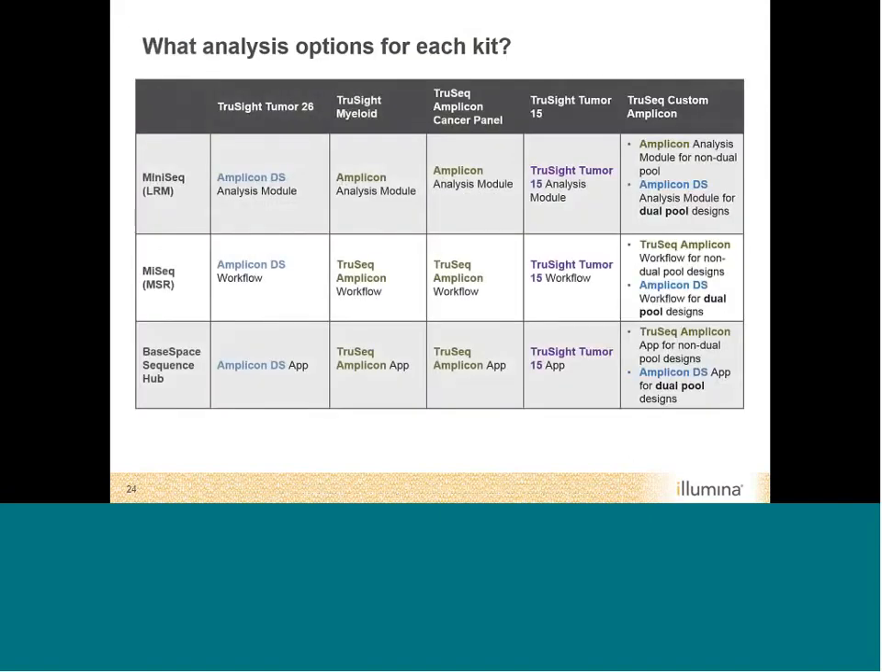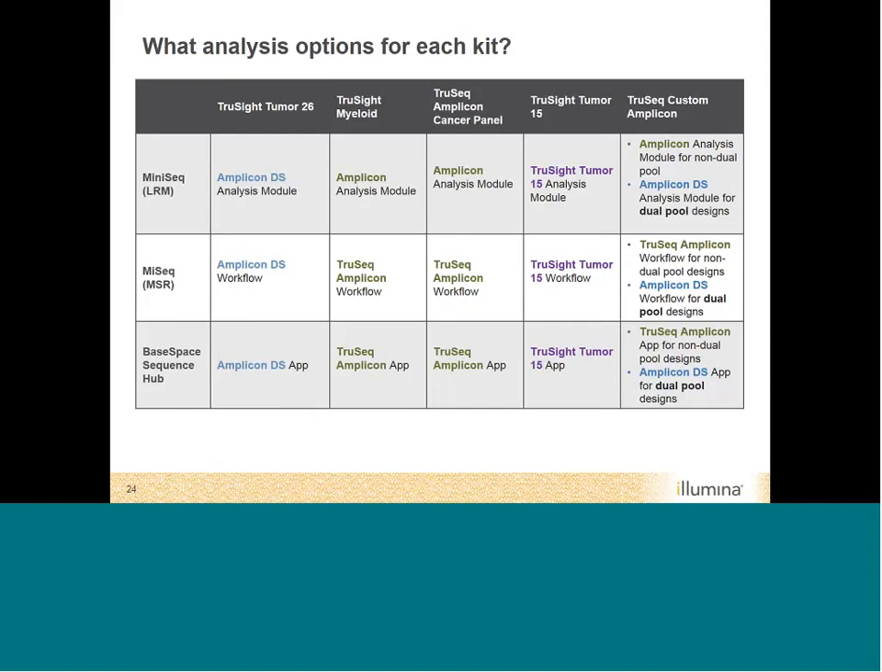This table summarizes the recommended analysis options for each of the amplicon kits. You'll see I'm listing it out here for LRM, for MSR, and for BaseSpace. These are all very similar apps, depending on where you are. If you're on the MiSeq or the MiniSeq, they all have similar names. But keep in mind that these are separate analysis solutions. So they might not be completely identical, and each of them also has its own workflow and its own reference guide.